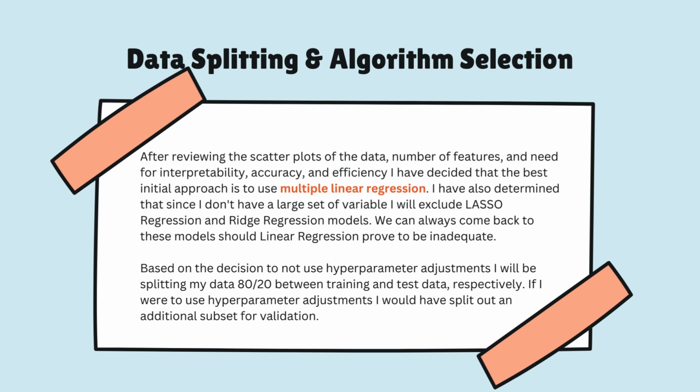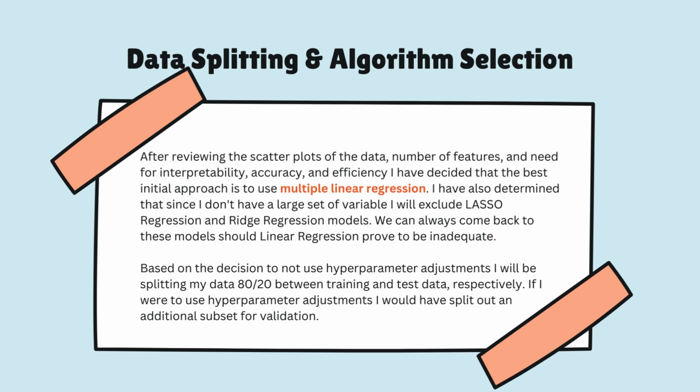I have excluded lasso and ridge regression based on the number of variables and complexity. I may choose to return to these methods should multiple linear regression prove inadequate. Data will be split 80 to 20 between training and test data, respectively.